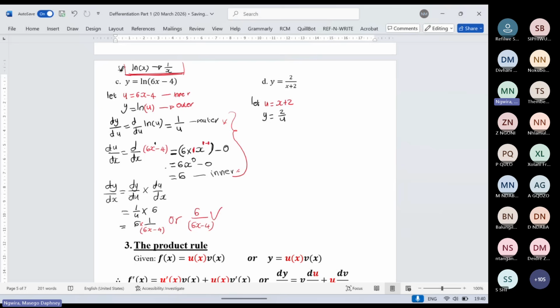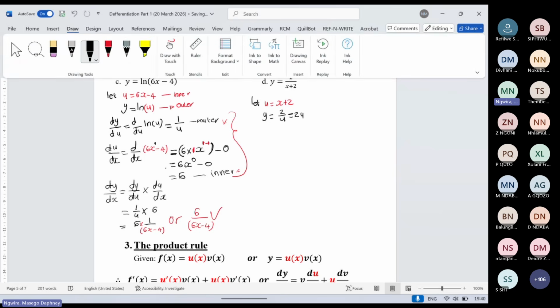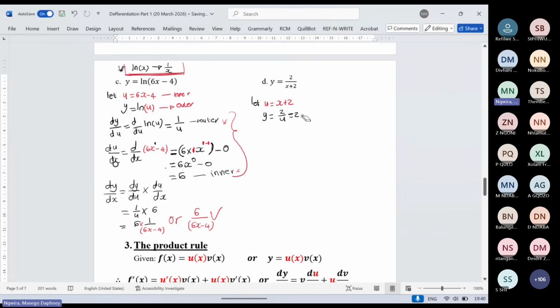So I need to change it back. I need to take the u to the top. So this will be 2, and then u to the power of -1. Remember, when you take it to the top, it changes the sign. So this will be u to the power of -1. Now I can differentiate.